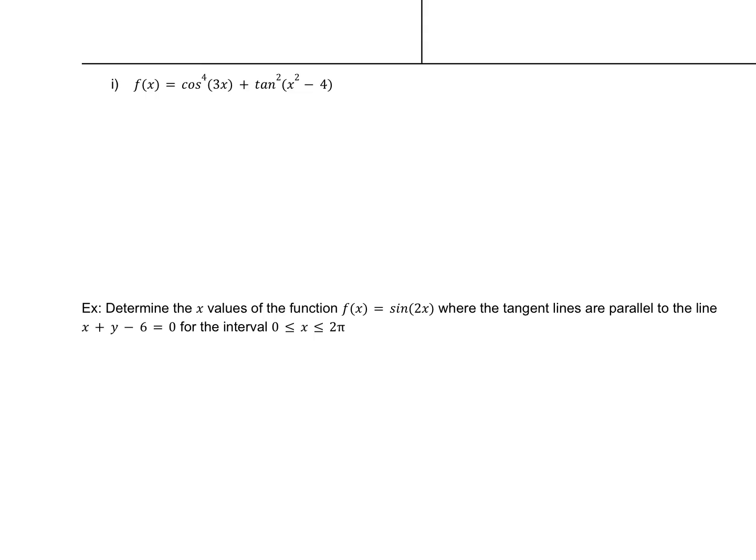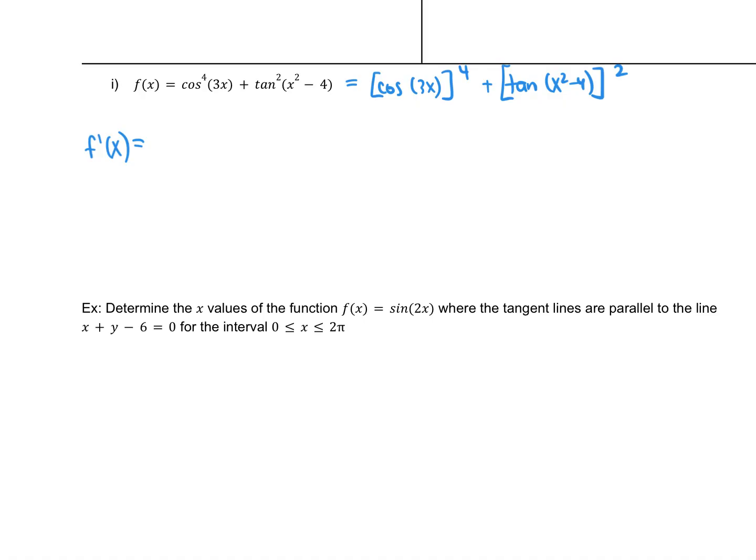Okay, final one. We have cos of 3x all to the power of 4 plus tan squared of x squared minus 4. And again, it might be easier to visualize this as cos of 3x all to the power of 4. So your outside function is something to the power of 4 plus tan of x squared minus 4 all to the power of 2. So we have a chain rule within a chain rule twice. So let's give this a try slowly.